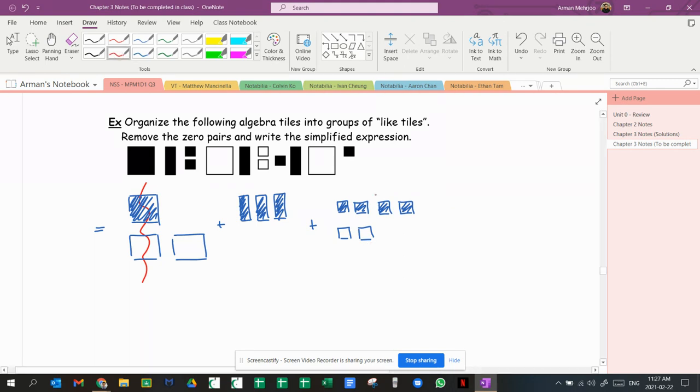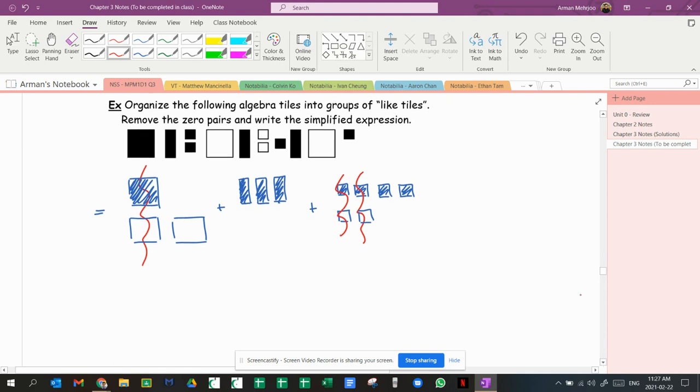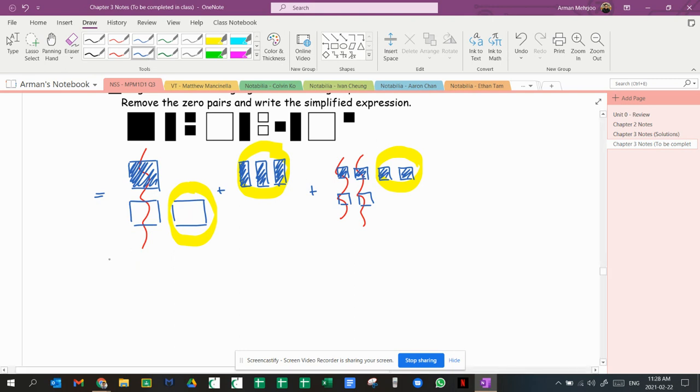So let me continue crossing off my zero pairs. And now what do I have left? Well, it looks like I have a negative x squared plus 3x plus 2. So let me just write out the equation of what I have left. Negative x squared plus 3x plus 2. So that would be the algebraic expression represented by these algebra tiles.